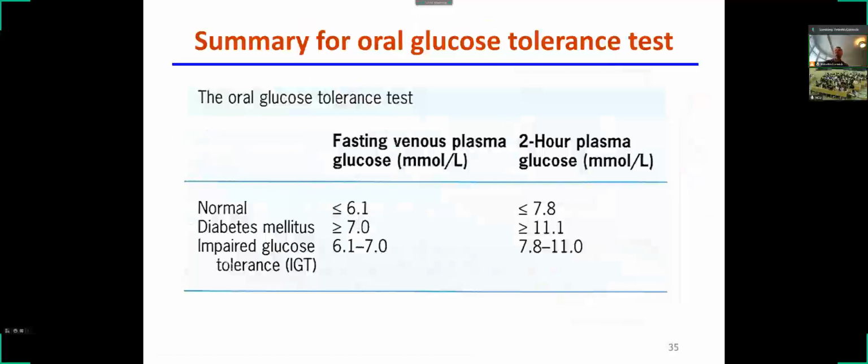So the summary for the oral glucose tolerance test is that the patient fasts overnight, you bring them in, you give them a very sugary drink, and then you measure their glucose levels. After a 2-hour plasma glucose, you should see normal levels below 8, diabetes levels above 11, and impaired levels between 8 and 11, sort of pre-diabetic.